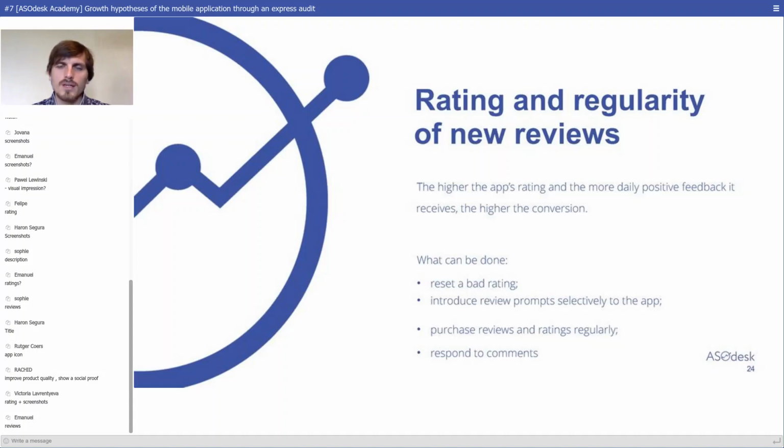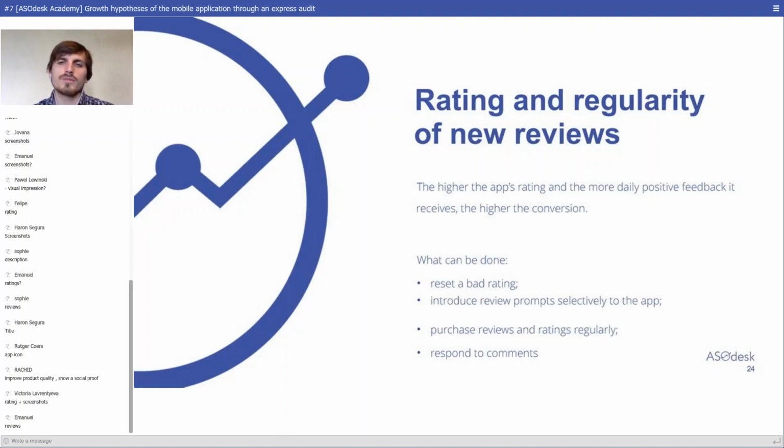So what can be done if we have a bad rating? On the App Store, we can reset a bad rating. When we submit a new build, we can mark a point to reset the rating. So after this build is approved by the App Store reviewer, your rating is reset, and you're starting from 0.